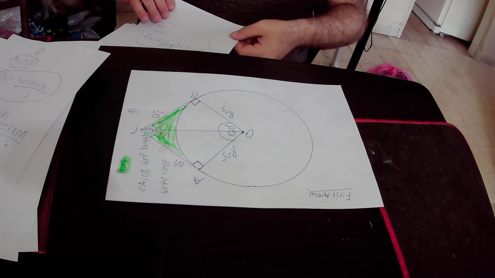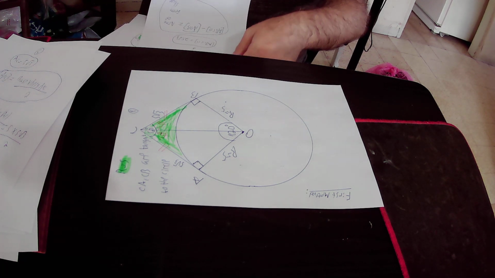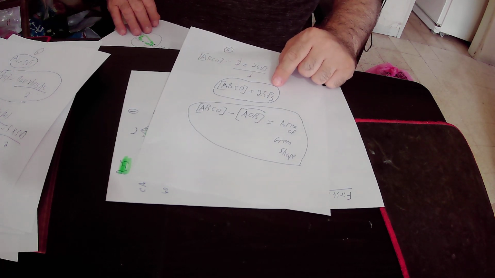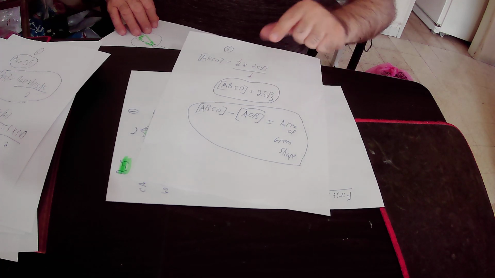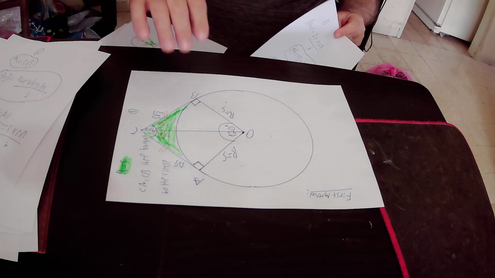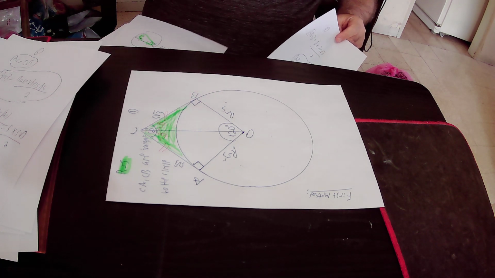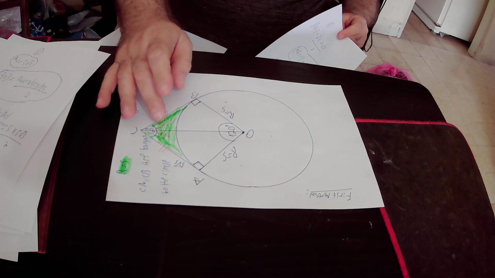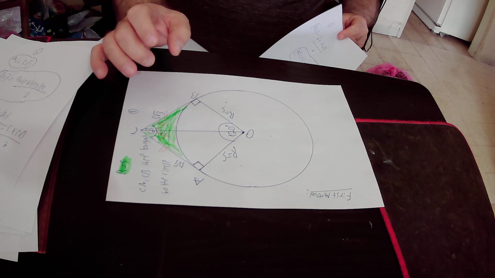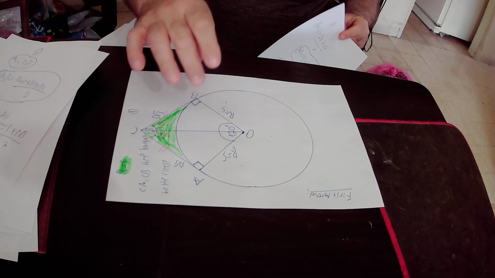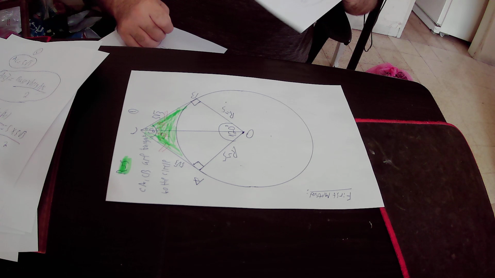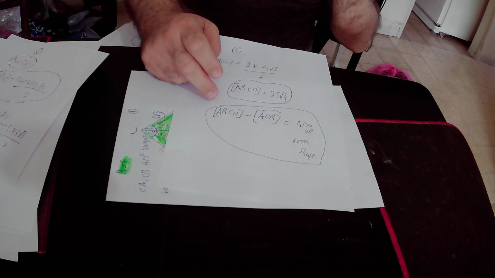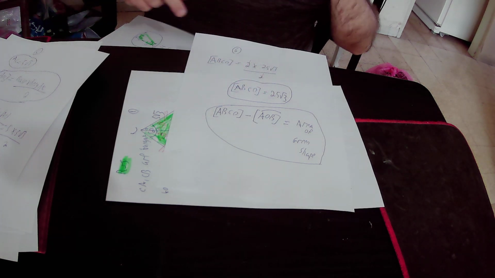So we multiplied the area of triangle AOC by 2, and we got that the area of quadrilateral ABCO equals 25 times root 3 square units. And what is the area of the green shape? The area of the green shape equals the area of quadrilateral ABCO minus the area of sector AOB.